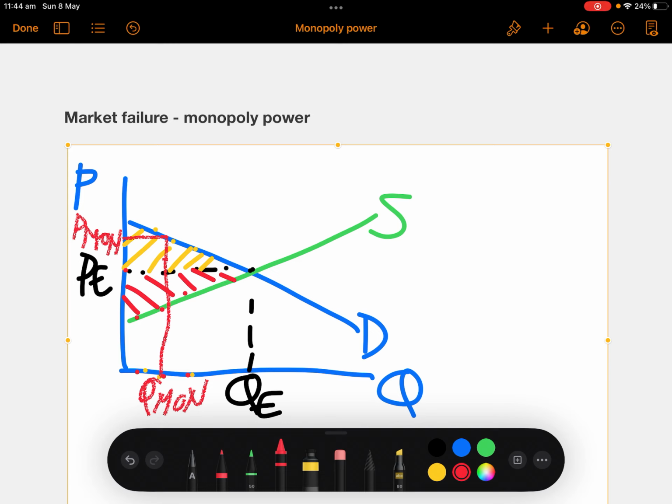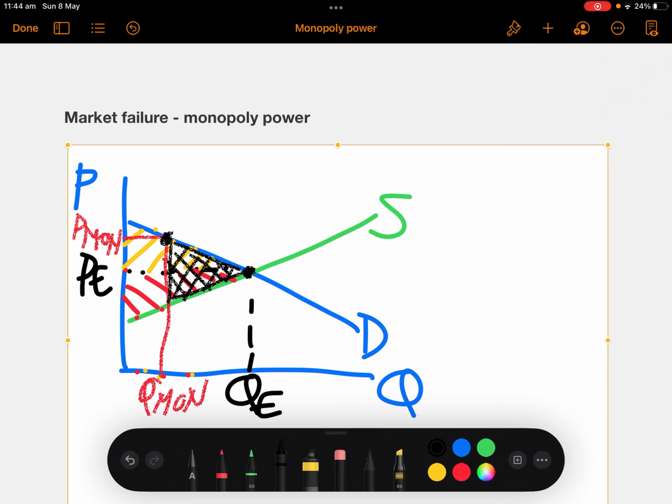So therefore, if you look at your original consumer surplus in the yellow and producer surplus in the red, you can then overlay that to say that this is the loss of social surplus. Okay, so we are not operating at allocative efficiency at the equilibrium. We are operating at the monopoly price and quantity. So the loss of social surplus is therefore this area there.